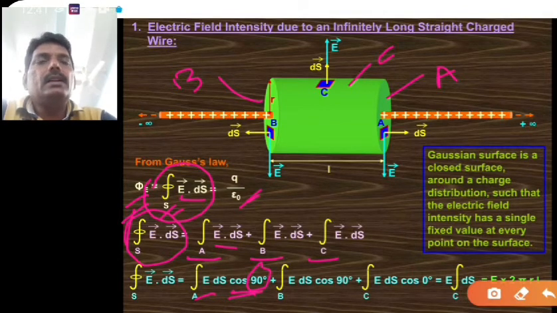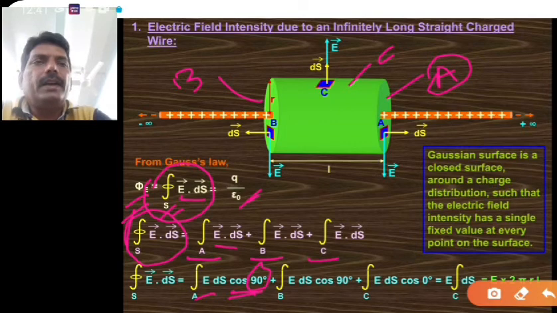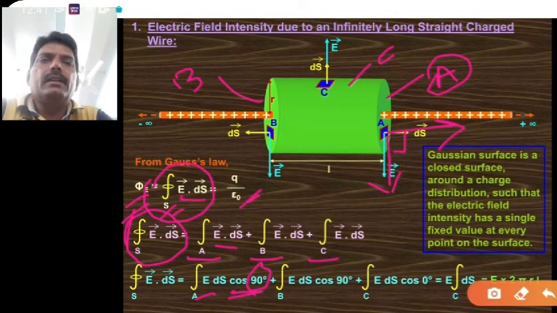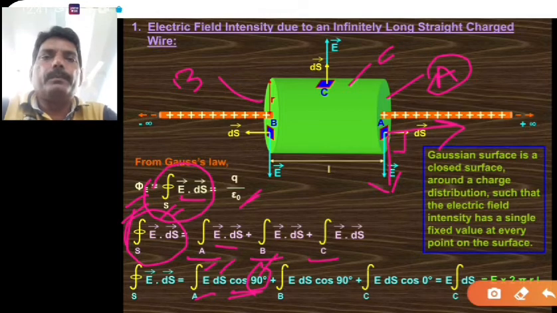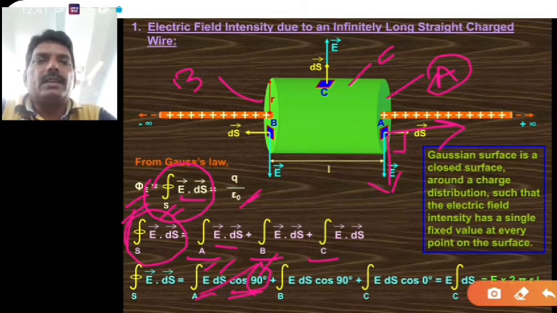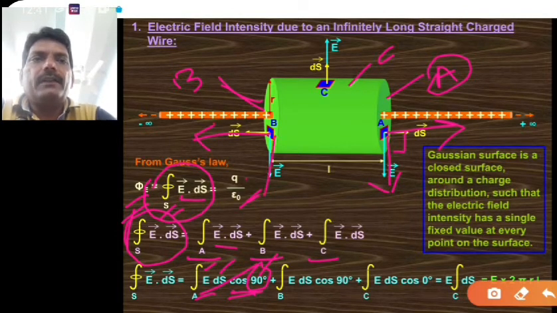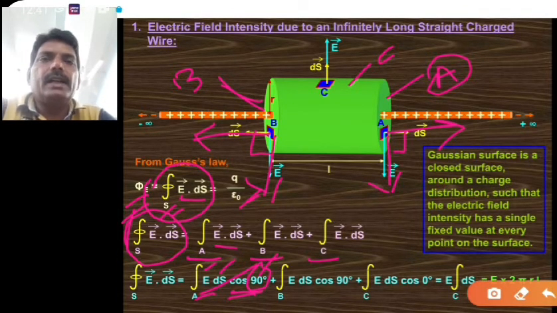Now you see here, at the surface A, the electric field component and the area vector ds have an angle of 90 degrees. Therefore the angle between E and ds is 90 degrees, and you know very well cos 90 is 0. Therefore this term will get cancelled. Similarly for surface B, the area vector in this direction and the electric field in this direction are both at 90 degrees. Therefore again it will get cancelled.